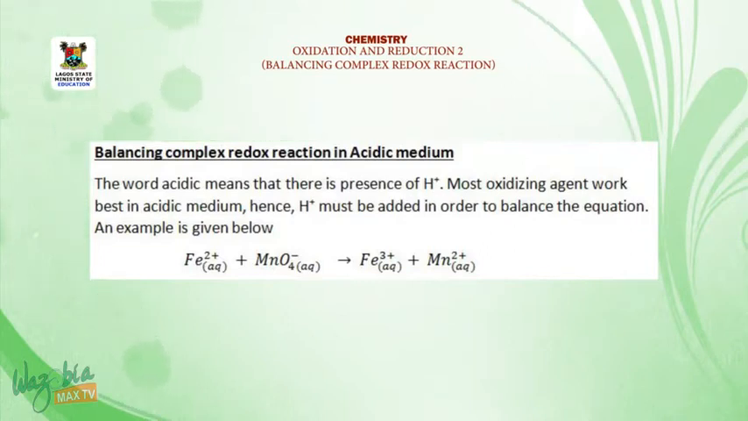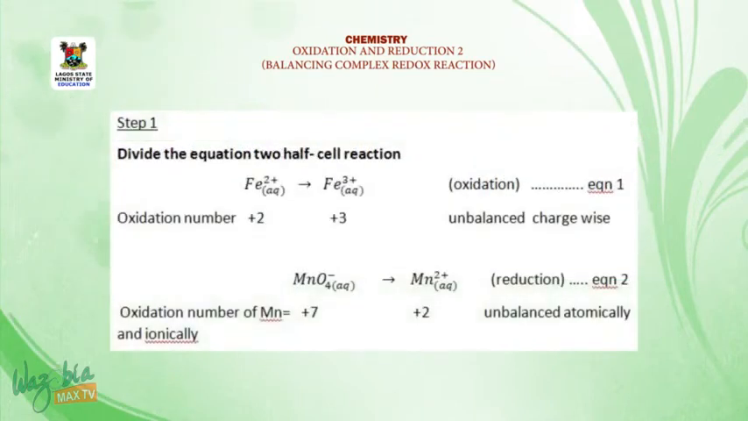Fe2+ plus MnO4- to give Fe3+ plus Mn2+. In this case, we are asked to balance in acidic medium. Step 1. Divide the equation into two half-cell reactions. The first one will be Fe2+ to Fe3+. The oxidation number for Fe2+ is plus 2 and for Fe3+ is plus 3.